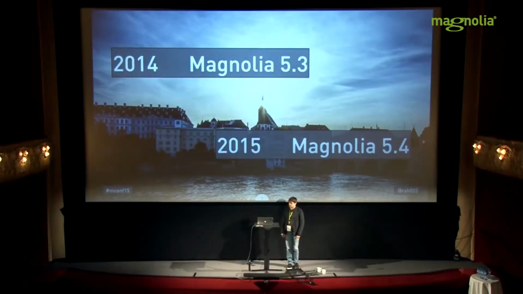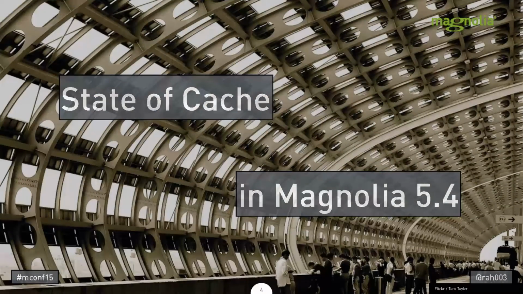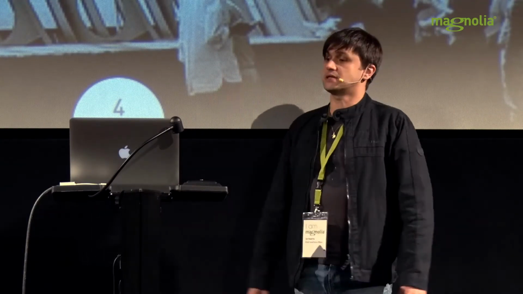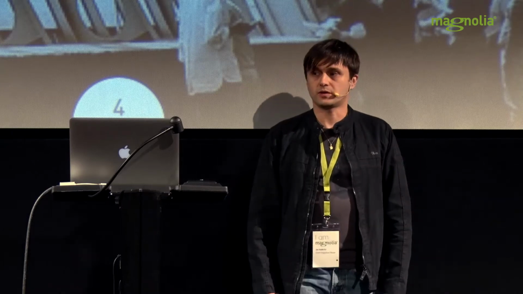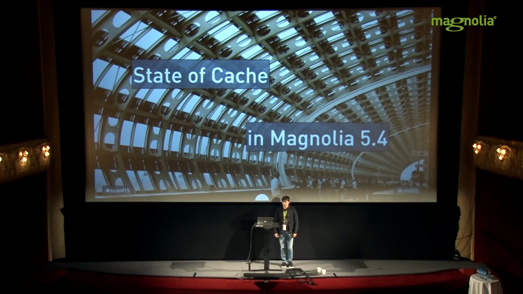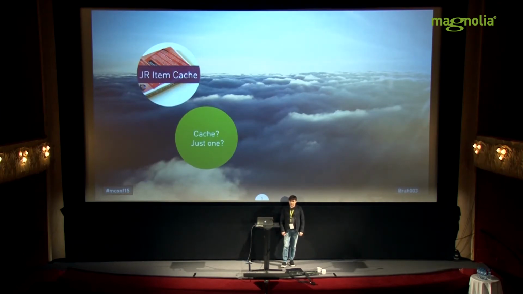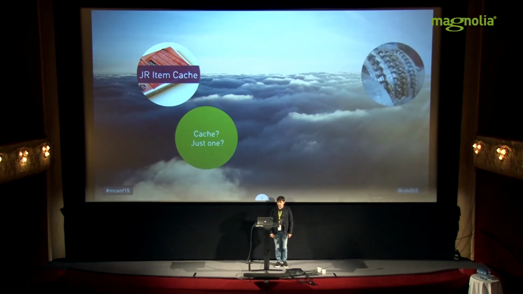wait was worth it. Actually, while putting the slides together for this presentation, I realized there is much more to deliver than just the dynamic page caching. So what this talk is really about is the state of cache in Magnolia 5.4, because there were lots of changes. And just to clarify which cache we are talking about, because there are quite a few of them, there is the Jackrabbit item cache, which is somewhere very, very deep near the bare bones of the system.